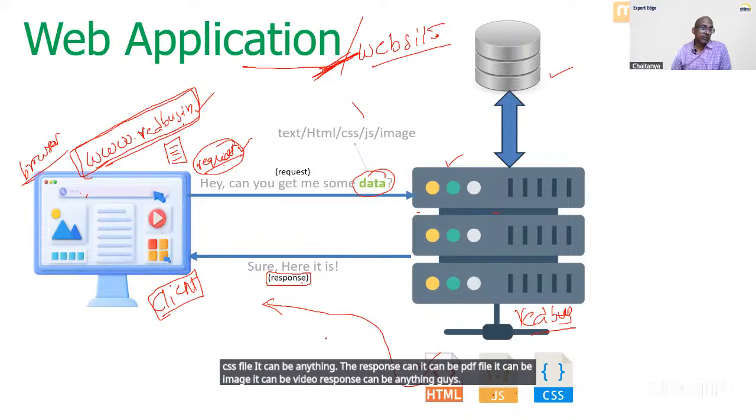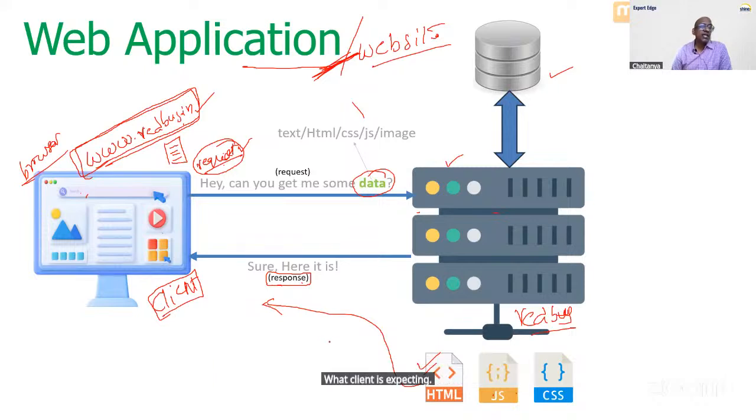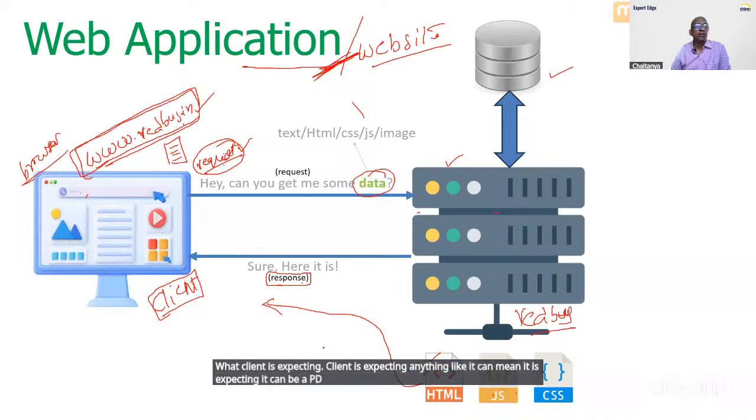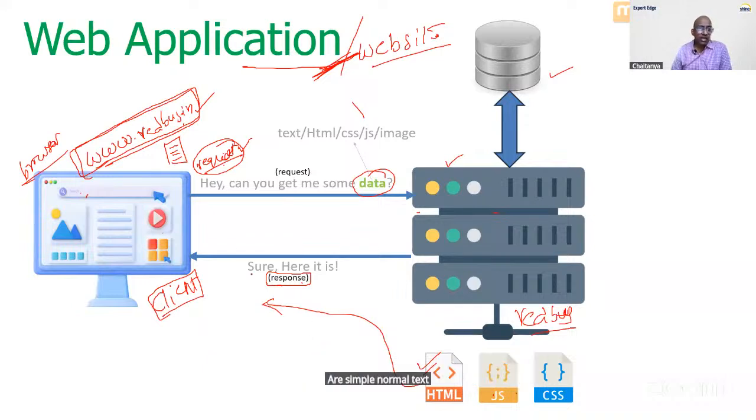What is the client expecting? The client can expect anything: a PDF file, a video, an image, an HTML file, or simple normal text. Whatever the client asks, the server is sending that. As simple as that. Clear?